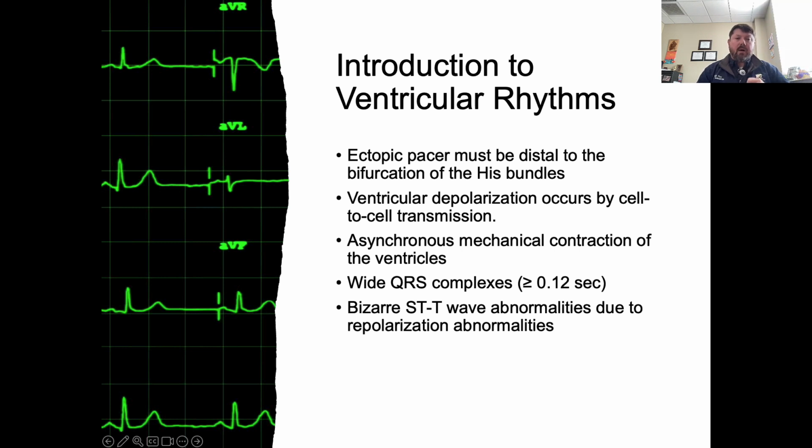electrical conduction pathway. When this happens, the depolarization time increases, which causes a much wider looking QRS. There will also be asynchronous mechanical contraction of the ventricles, so the syncytium will not show in this situation. Your QRS complexes are going to be greater than 0.12 seconds, with bizarre ST wave abnormalities due to repolarization abnormalities.